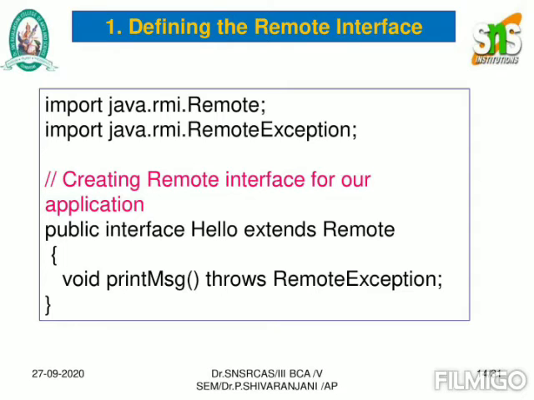So the first step is we are going to create a remote interface of your application. Here I have created an interface called Hello. That will create an interface, and we are extending a class called Remote in my program. In that interface, I'm defining a function called printMessage, which will help you to print the message if there is any kind of difficulty faced in the connection establishment between the client and the server. So this is the first step.